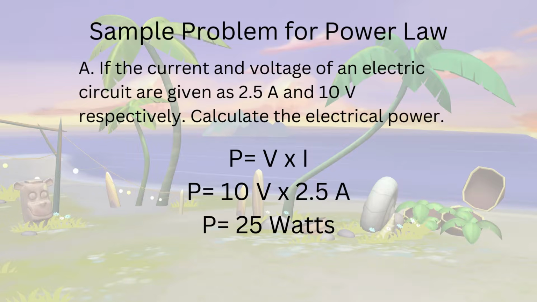In sample problems of power law. Number 1. If the current and voltage of an electric circuit are given as 2.5A and 10V respectively, calculate the electrical power. P equals V multiplied by I. P equals 10V times 2.5A. P equals 25 watts.